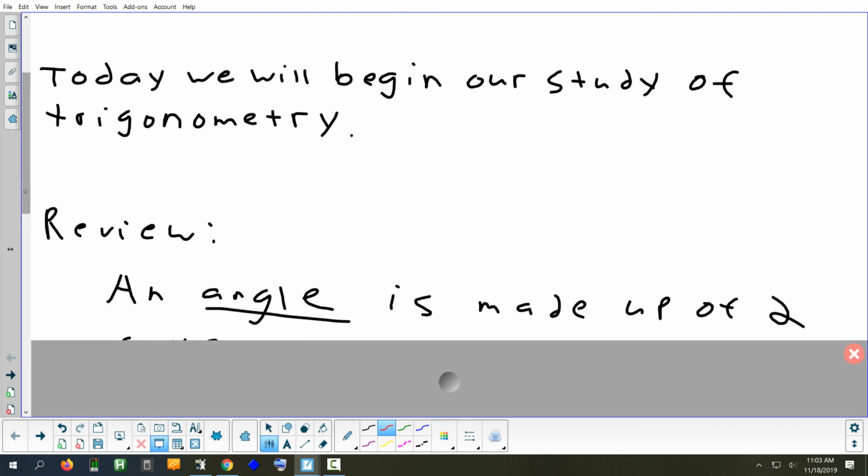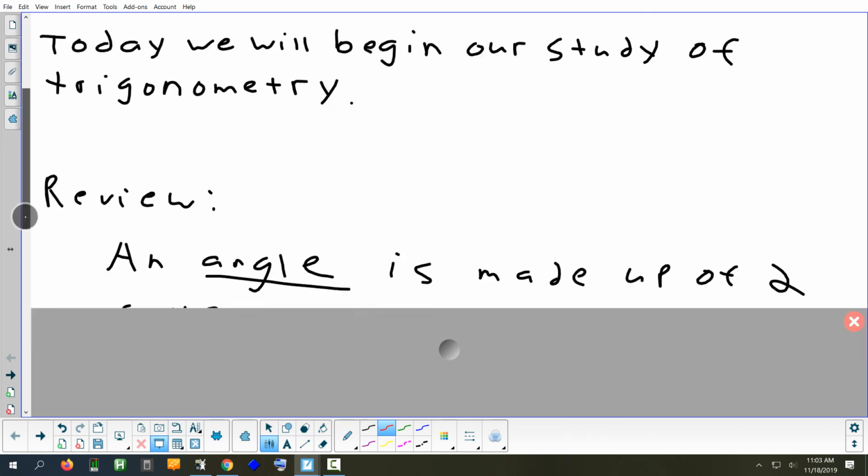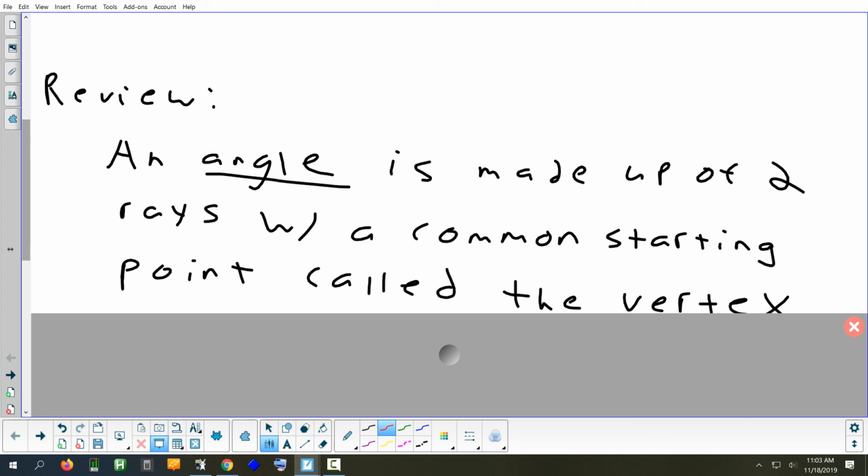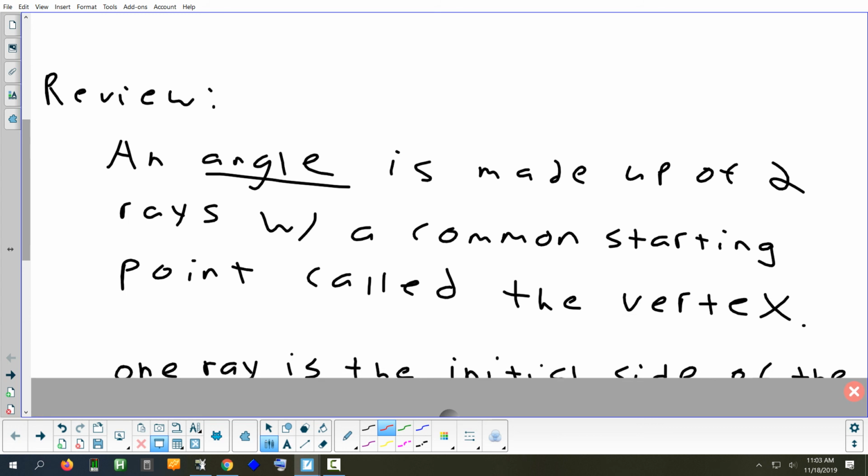Before we can measure angles, I'm going to give a little bit of geometry background, to make sure people remember what an angle is. Basically an angle is made up of 2 rays with a common starting point. Does anyone remember what that starting point is called? Vertex. It's the vertex. So basically an angle is something that looks like this.